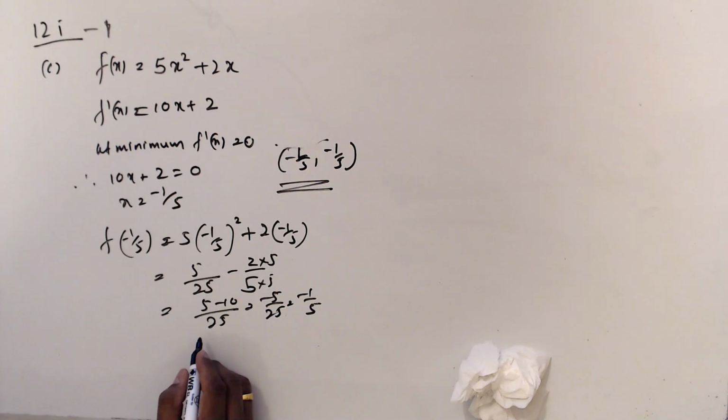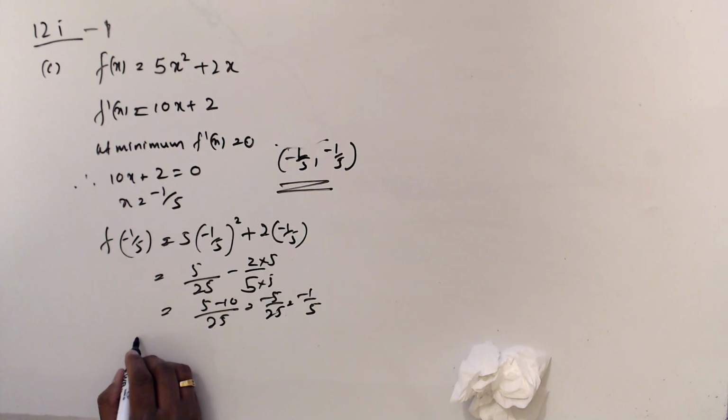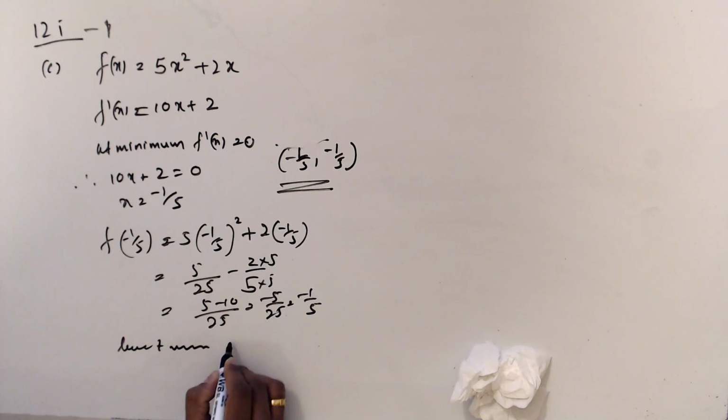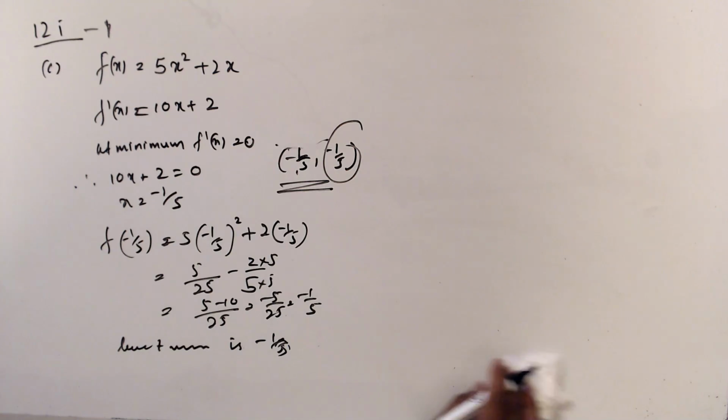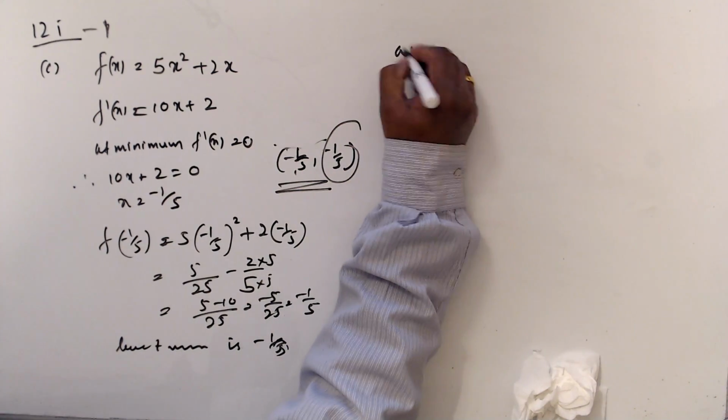So we want to find the least value. Least value is the y value basically. So least value is minus 1 over 5. Not this 1 over 5, the y value.